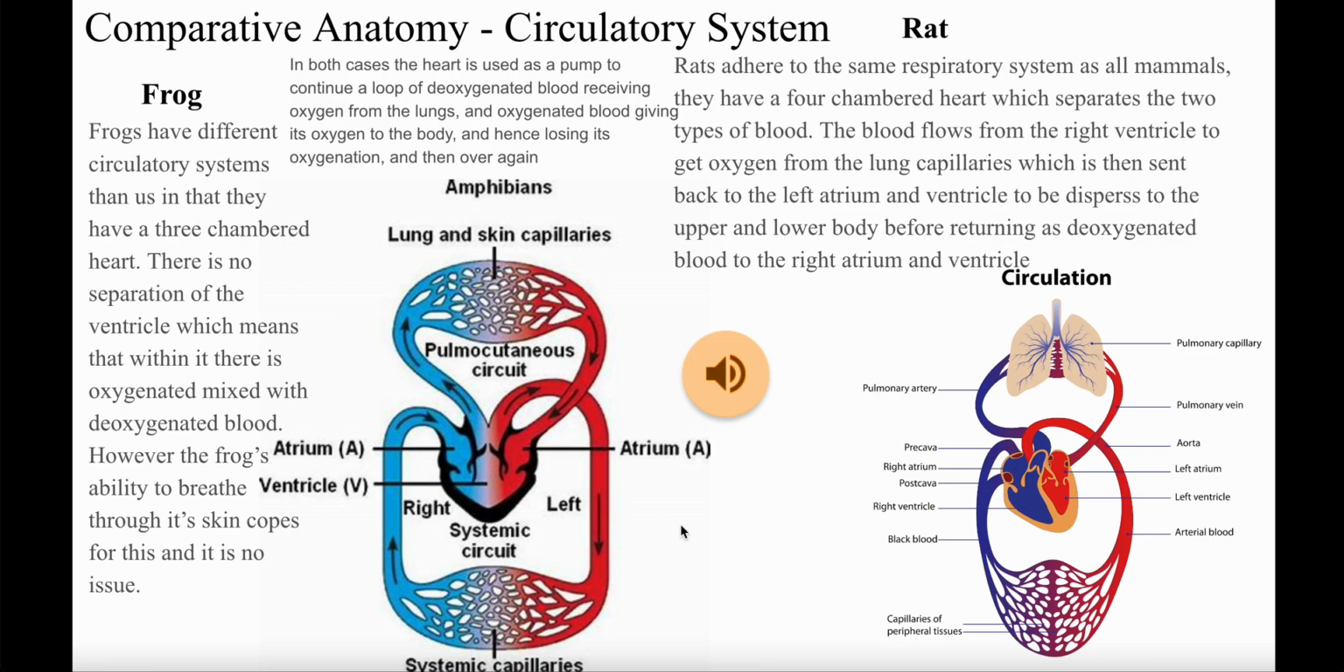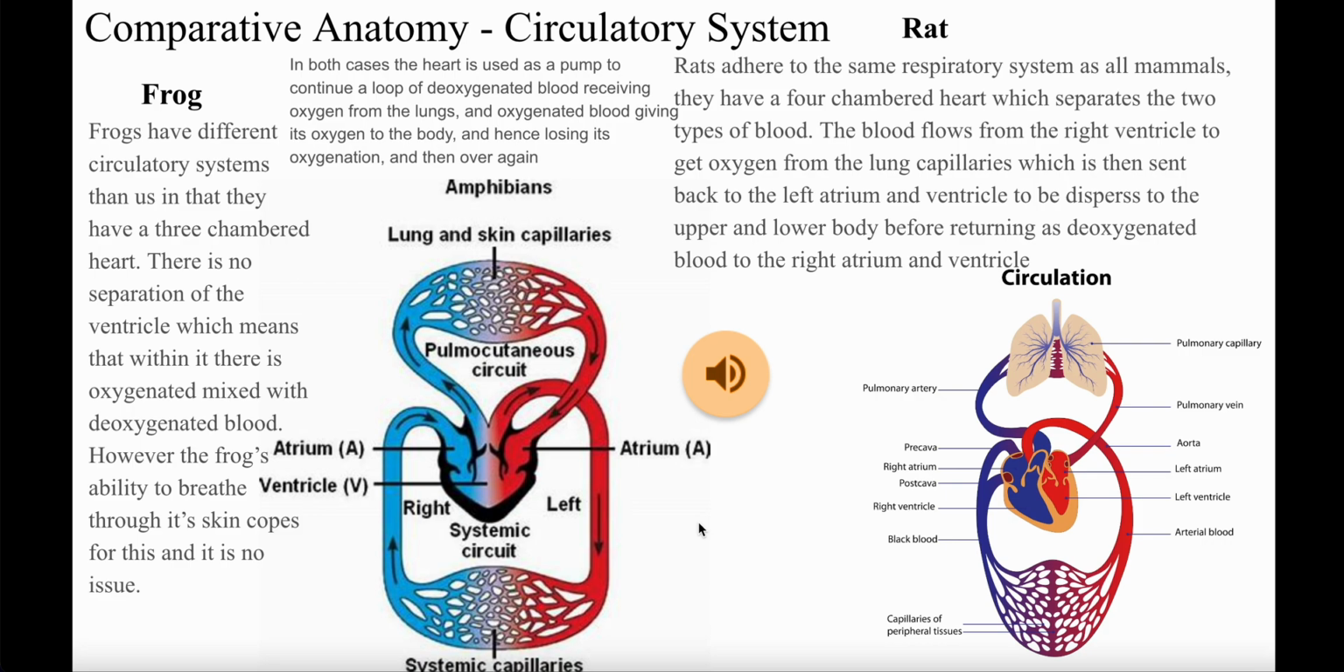In comparing the circulatory anatomy between a frog and a rat, you'll notice a lot of similarities. For example, each organism has a heart, and the heart serves the same function. It serves as a pump, and it pumps deoxygenated blood into lung capillaries, and then pumps out oxygenated blood into systemic capillaries, and the loop continues.